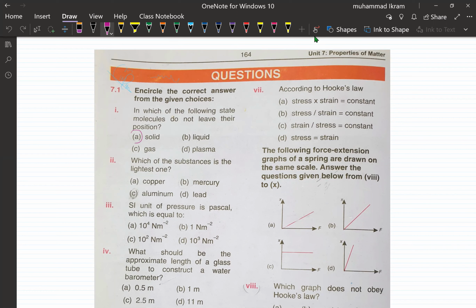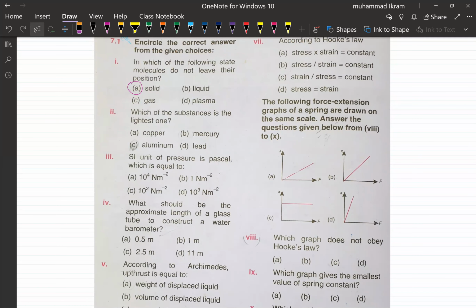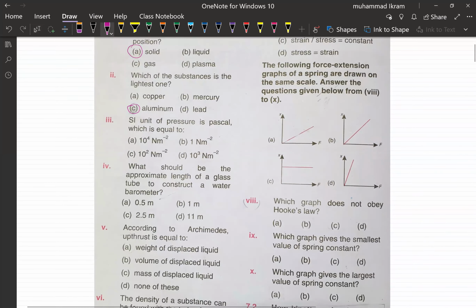If you remember the KMT, there I told you that in solids molecules are fixed at their position and they only vibrate about their mean position. The second is, which substance is the lightest one? Option A is copper, option B is mercury, option C is aluminium, and option D is lead. If you look into the list of the densities given in your book, I think it will be aluminium which is the lightest, right? But you check it again and compare in the list.